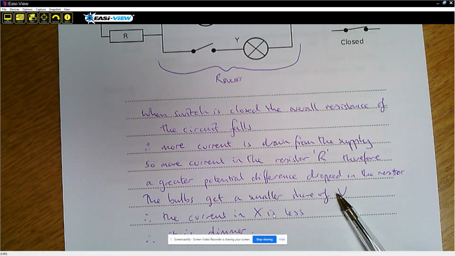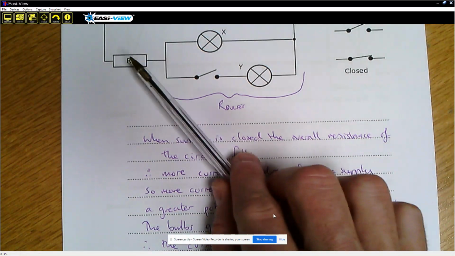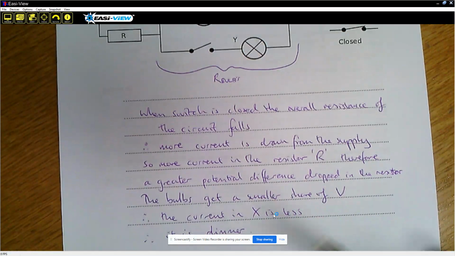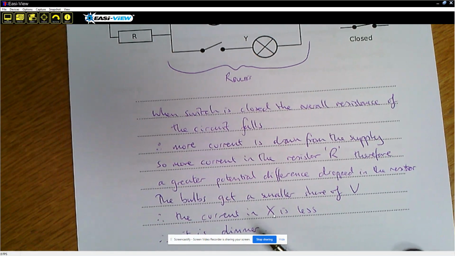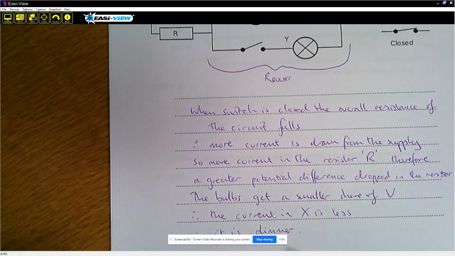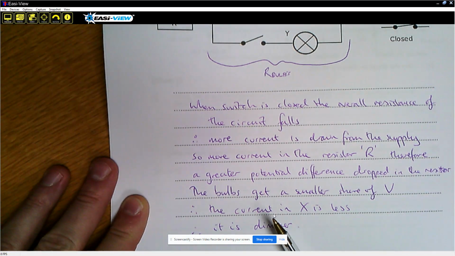The bulbs get a smaller share of the voltage. Because R has taken a greater share, there's less left for the two bulbs. Therefore, if the resistance stays the same and the voltage is lower, then the current in X is less, therefore it's dimmer. If you look at the power of that, then having a lower voltage and a lower current will mean that the bulb is dimmer.